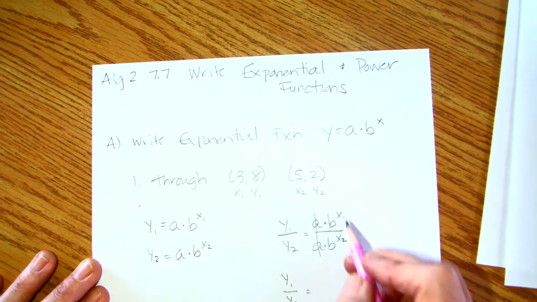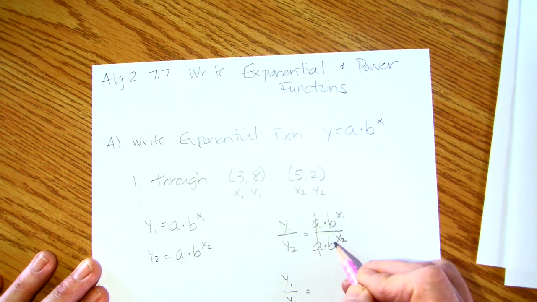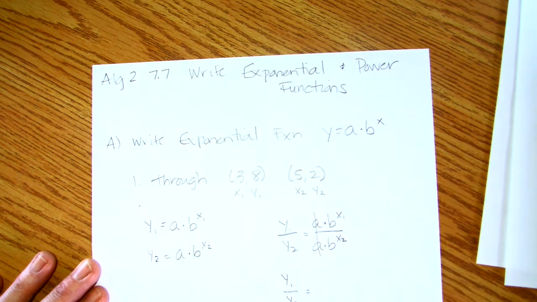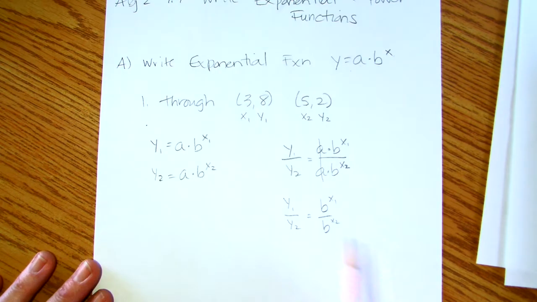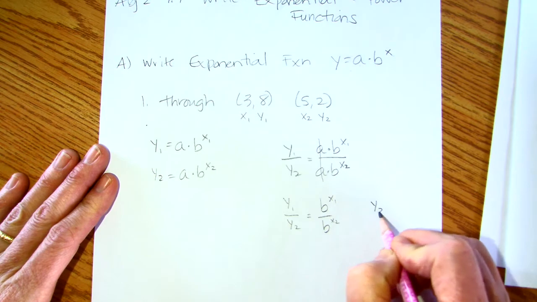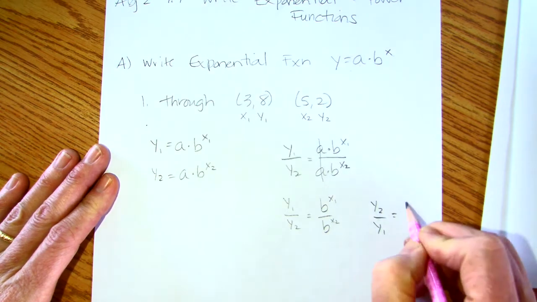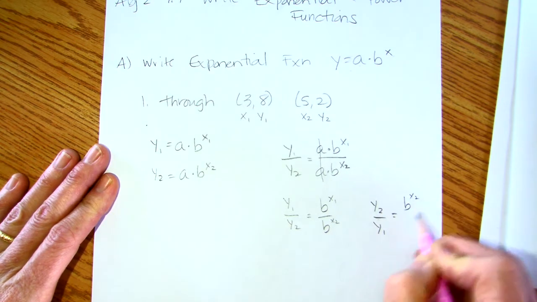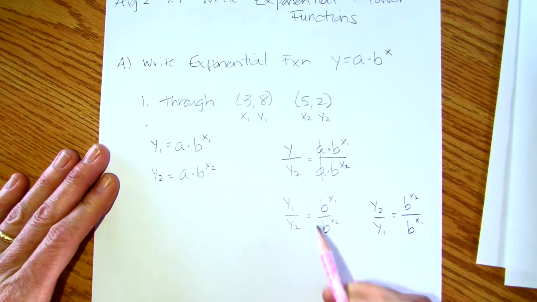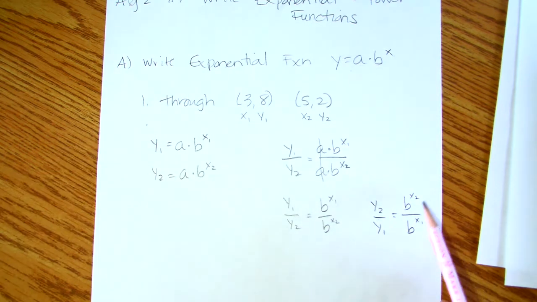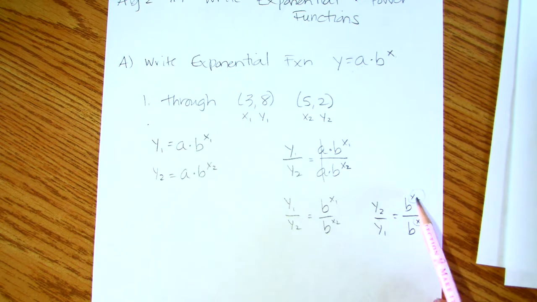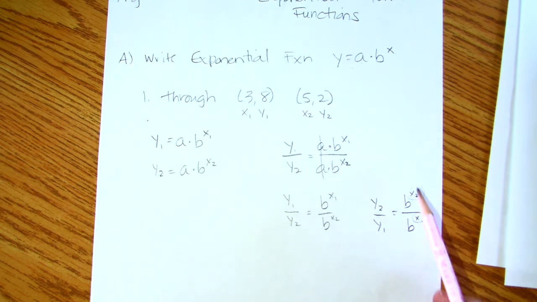And what do we do with exponents when we have a common base? We subtract them. So this is just b to the x1 over b to the x2. Now I am going to tell you I could also write this as y2 over y1, and that's b to the x2 over b to the x1. I can flip the whole proportion. And what matters is I want my higher exponent to be on the top.